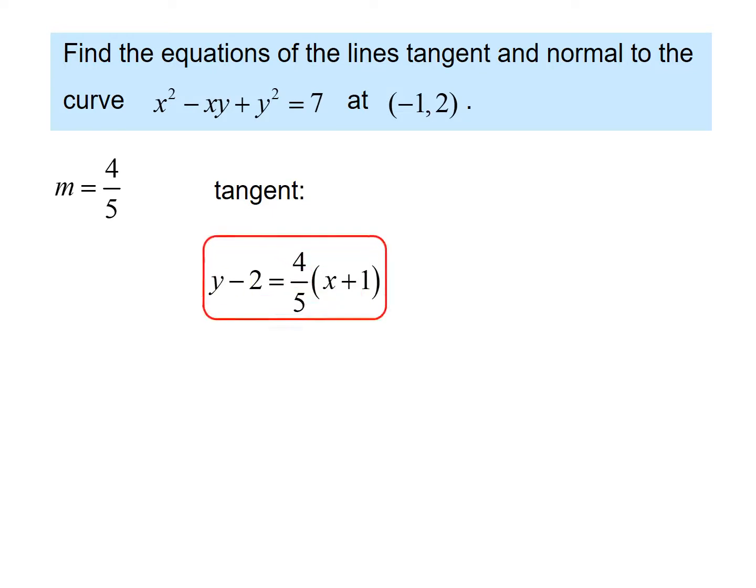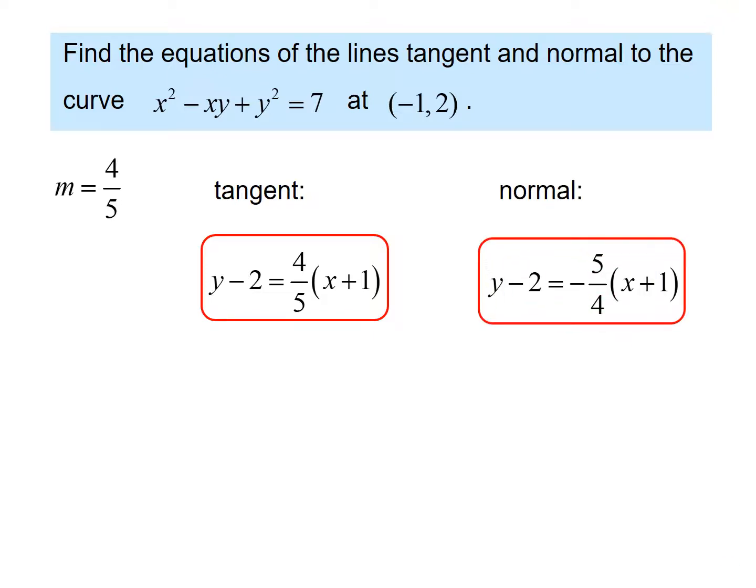So the tangent, y minus our y value equals 4/5 times x minus our x value. And the normal, all we have to change there is use the negative reciprocal for the slope to find the perpendicular line.